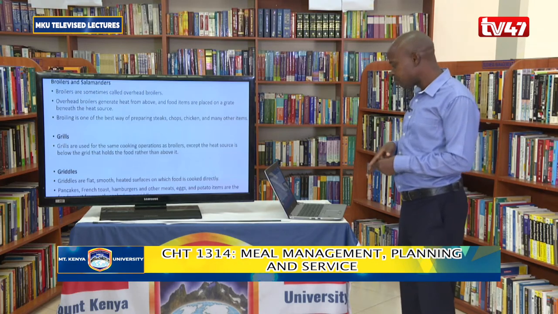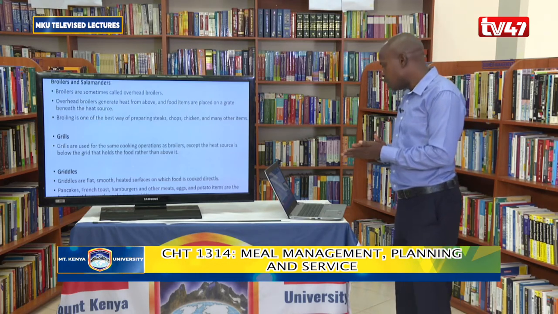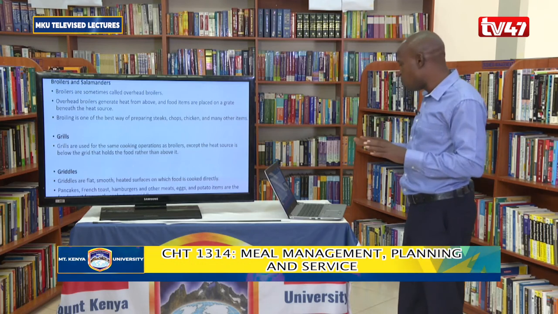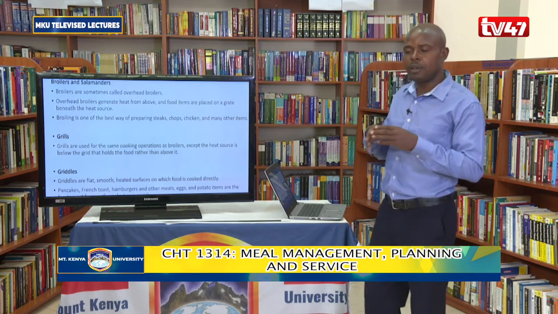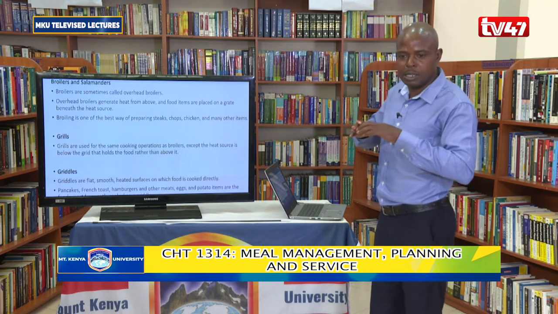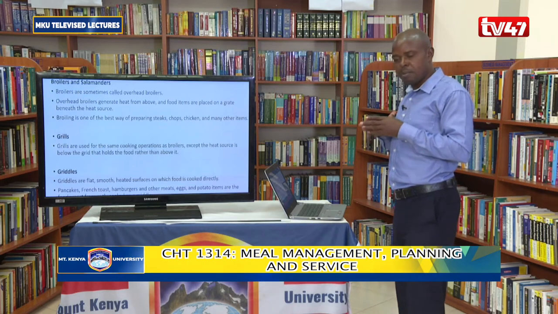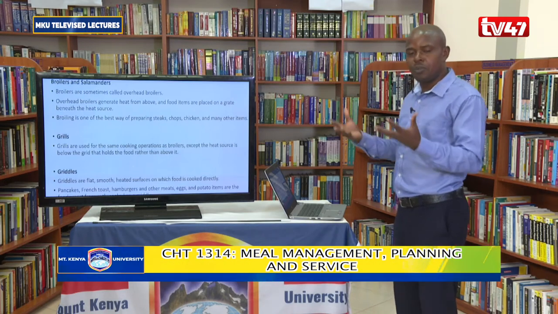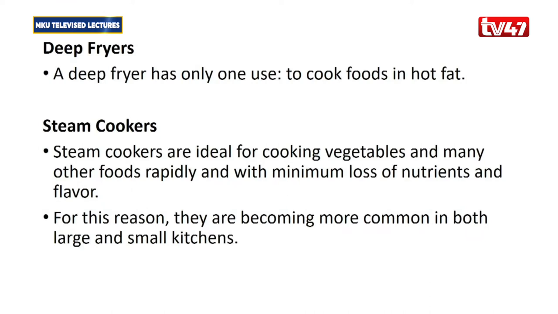We have griddles. Griddles are flat and smooth equipment. The surface is heated, and food is cooked directly on it. So normally, griddles are flat cooking equipment, so that once they are heated, the foods can be cooked on them immediately. Mostly flat foods, like when we are making pancakes, toast, French toast, hamburger, fried eggs, and meat, you can use the griddles.